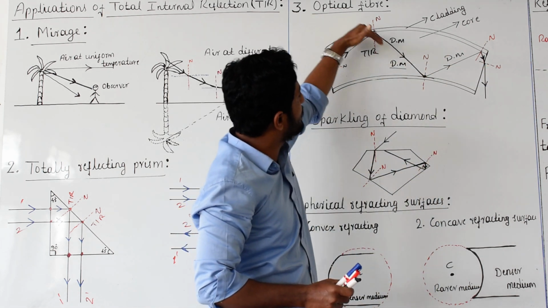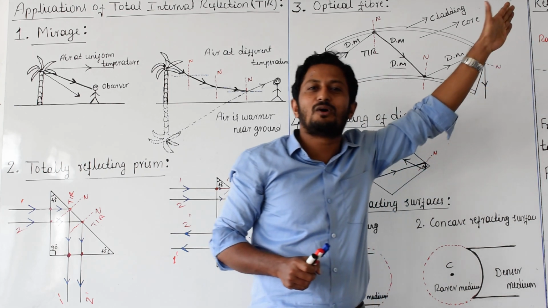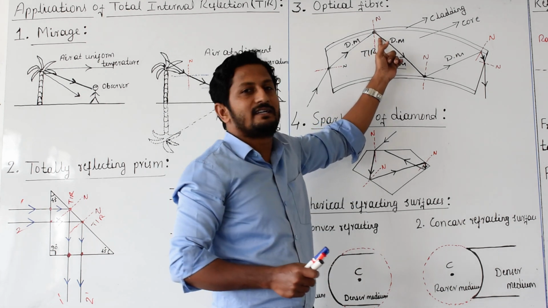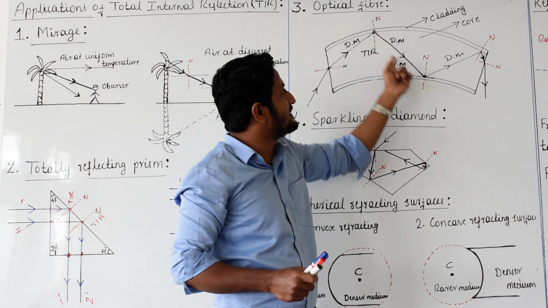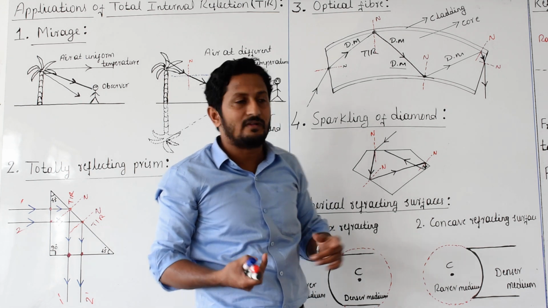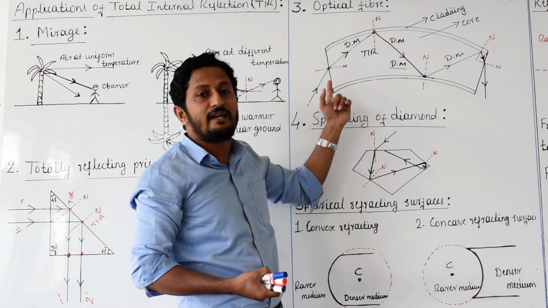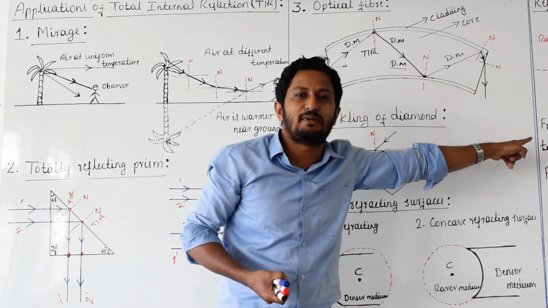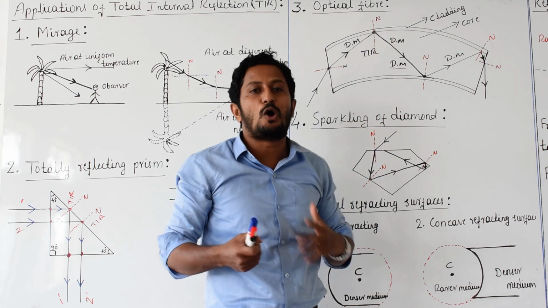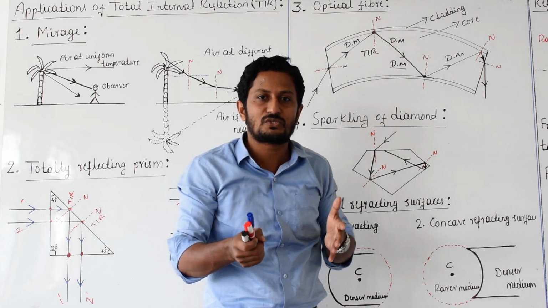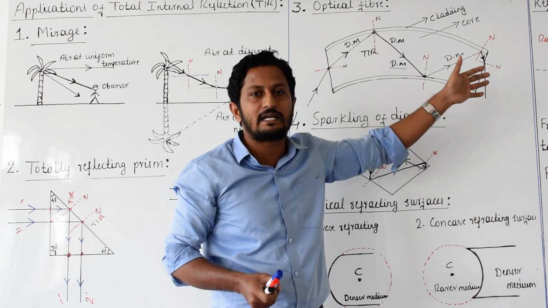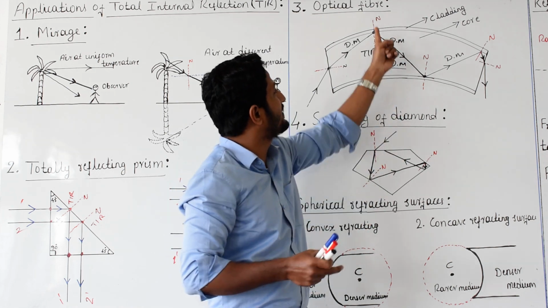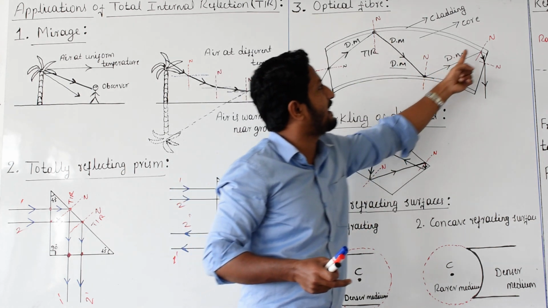So you see here, you can see it moving along the length of that optical fiber. At every TIR, its intensity remains the same, without loss in intensity or energy of that light. We are moving it from one place to another place. That device we call optical fiber. Have you understood how light is propagating through that pipe which we call optical fiber? That is because of TIR. Everywhere TIR is happening.